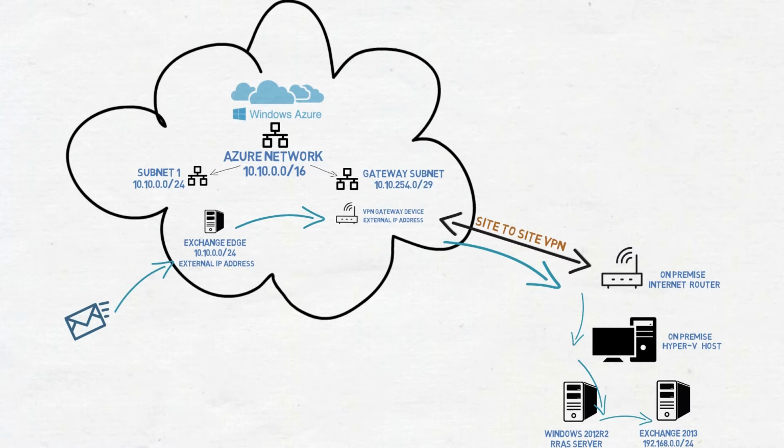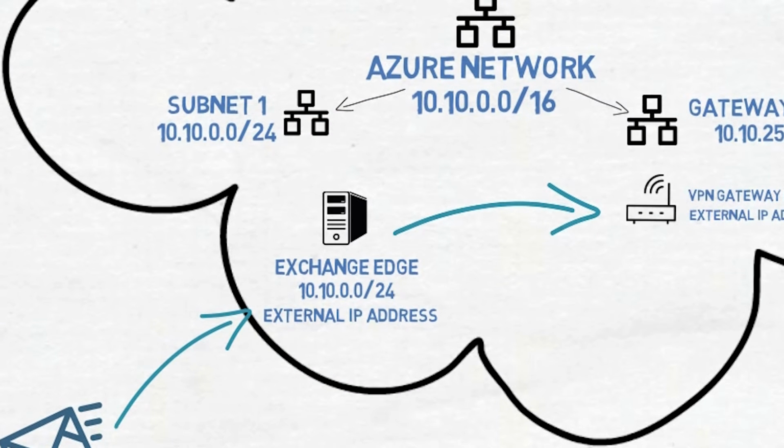In Part 3, we finished by creating the site-to-site VPN and making sure that could connect okay. So in this part, what we're going to do is create an Azure Exchange Edge server and connect to it from the on-premise network, just to make sure connectivity is all working and everything's fine. And that's about it really. So let's make a start.